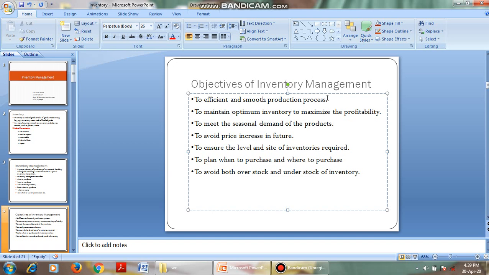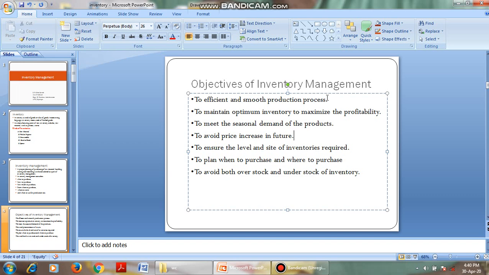Next one, to meet the seasonal demands of the products. That is, if you maintain the inventory well, then we can meet the seasonal demands of our products. Next one is to avoid price increase in future. That is, if there is a sudden increase in the price of the product, then we are not supposed to purchase at higher prices.